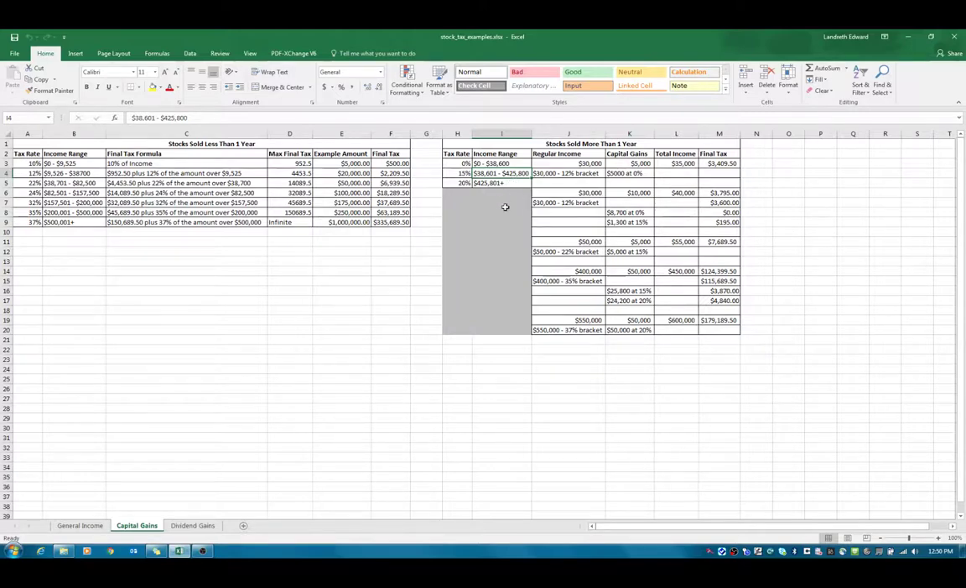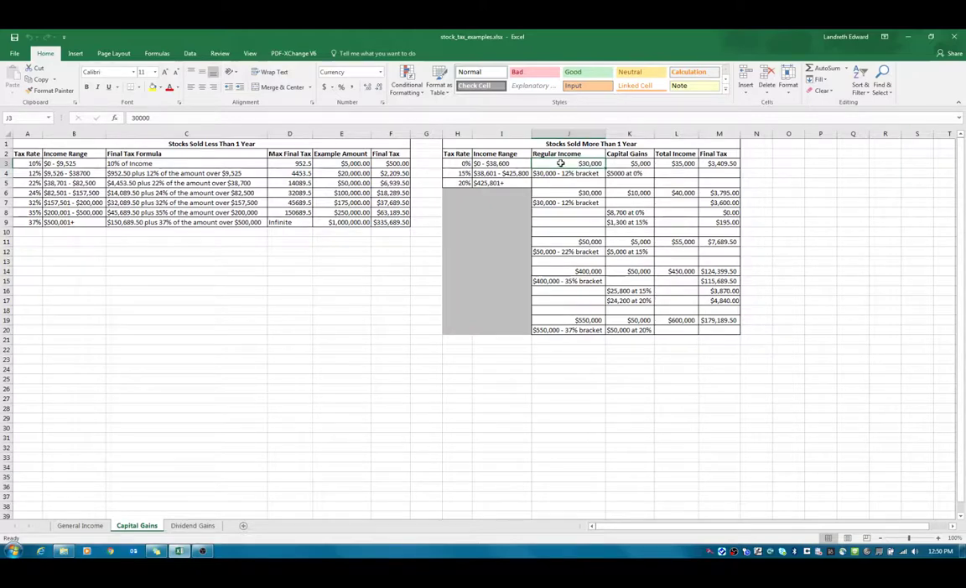And the last range is if you make more than that $425,000 mark, then it's kind of similar to our 37% from the normal income range. You're kind of limitless on how much you can make, but it will all be taxed at 20%. So now let's go ahead and dive into some examples of how this will work out, and hopefully this will make a little more sense. I wasn't even looking over here, but I had a pretty close example right there.